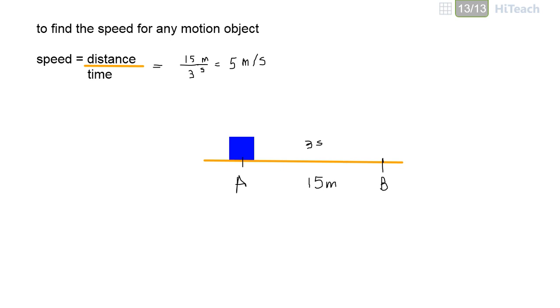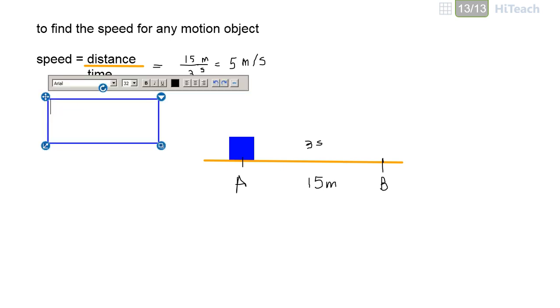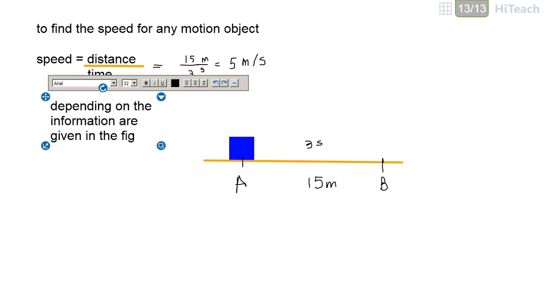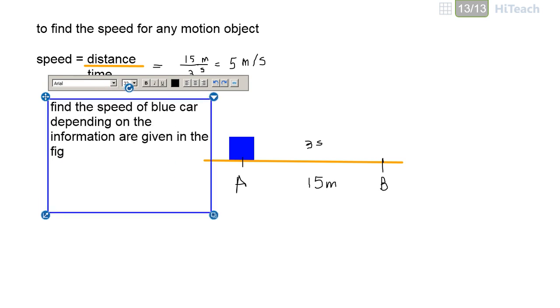I'll give you another example. Here for this one, maybe I write it as example. Find the speed of blue car depending on the information are given in the figure. What are the information are given? I solved it with you. Just write this question. This is the question and this is the answer.